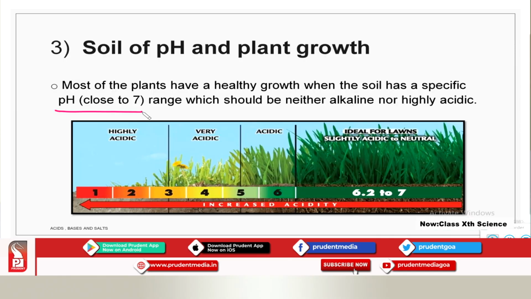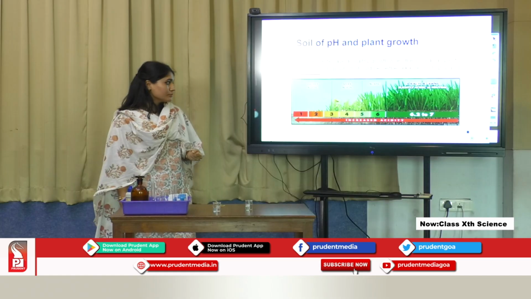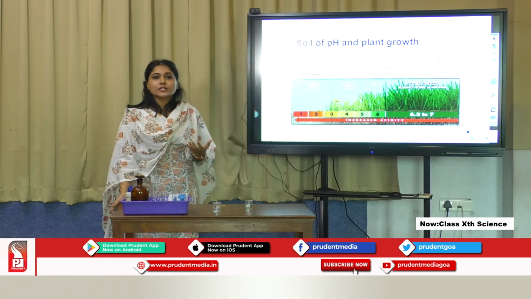If the soil is highly acidic, you see here there are no plants growing, not even weeds, hardly any weeds are growing. At a pH between 3, 4, 5, which is very acidic, you can still see some growth of plants. But when the pH is between 6.2 to 7, it is very ideal for the growth of plants. So, pH plays a very important role in the growth of plants.